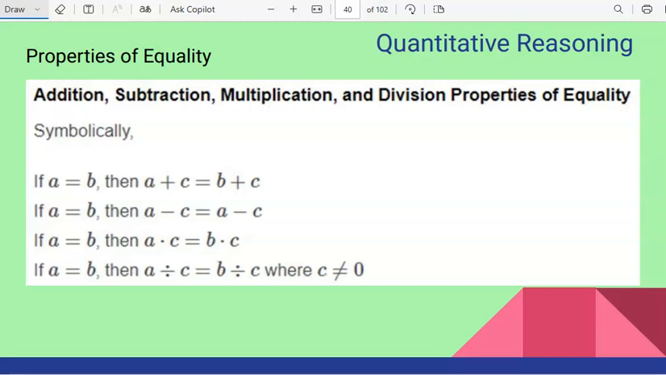Here are the properties of equality. If a equals b, then a plus c equals b plus c. You add c to both sides. If a equals b, then a minus c equals b minus c. It's just saying subtract c from each side.